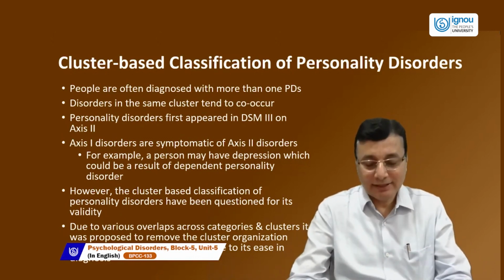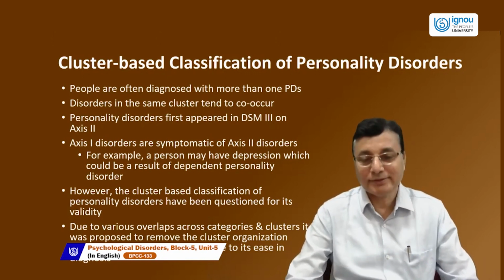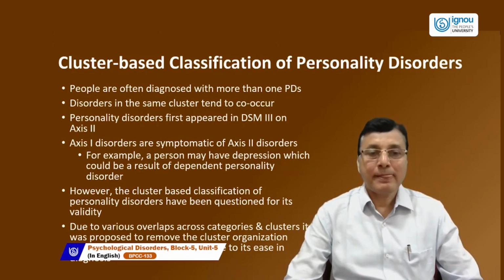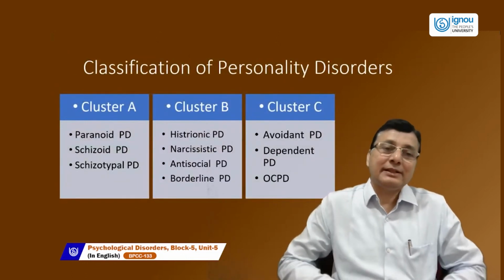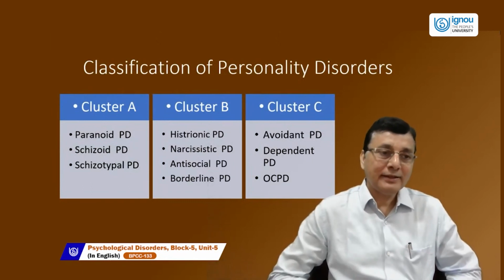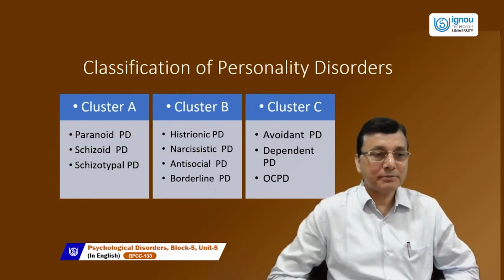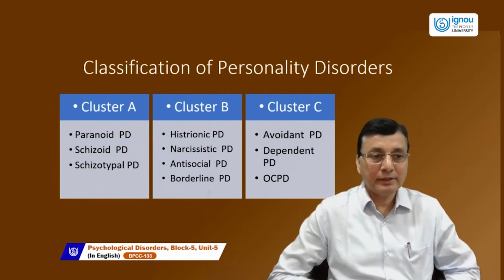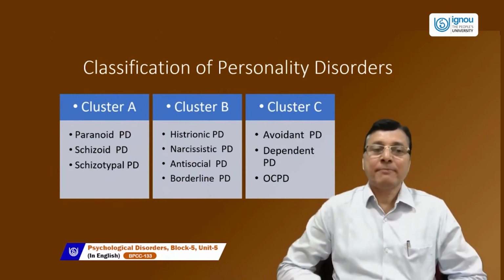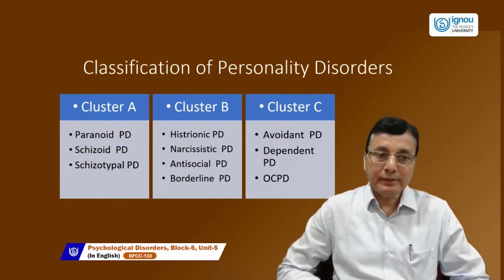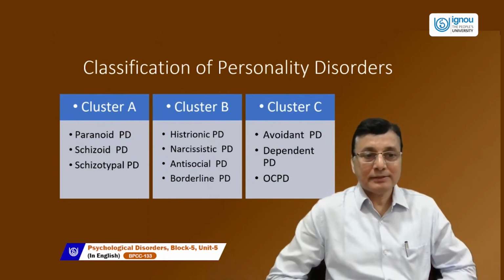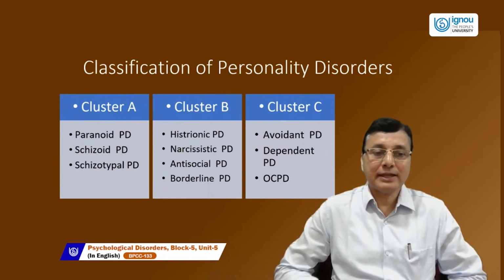So it makes your task a little easier to understand the personality disorder and to make the diagnosis. That's why we still follow the cluster-based variant. As we have discussed, there are three clusters. In cluster A, there are three types of personality disorders: paranoid personality disorder, schizoid personality disorder, and schizotypal personality disorder. Whereas in cluster B, histrionic personality disorder, narcissistic personality disorder, antisocial personality disorder, and borderline personality disorder.